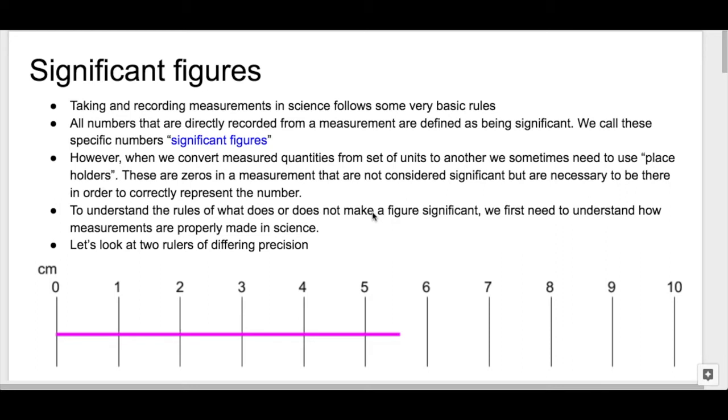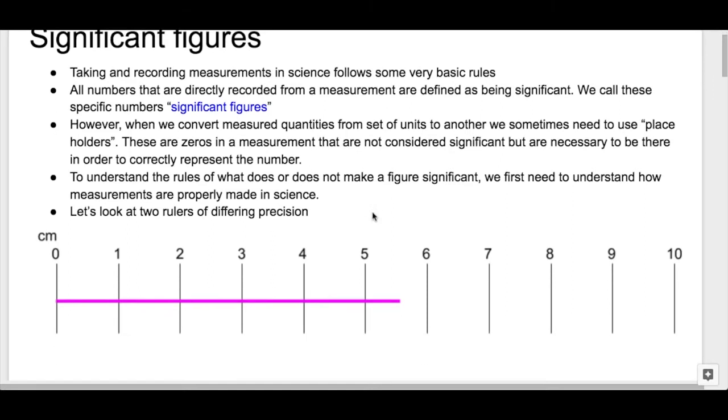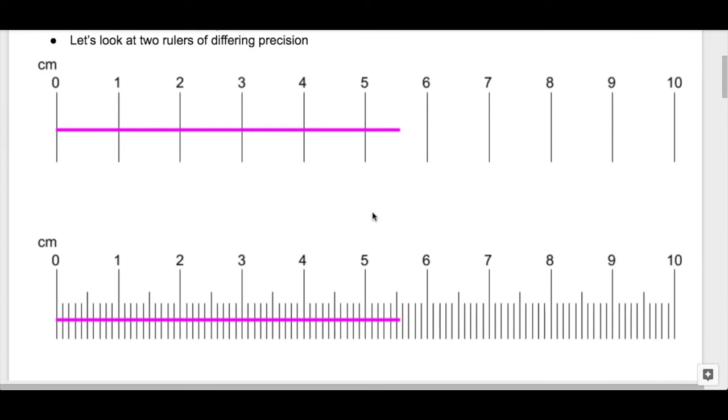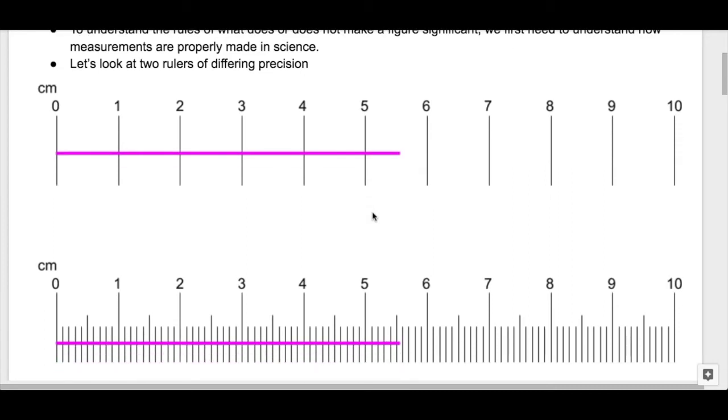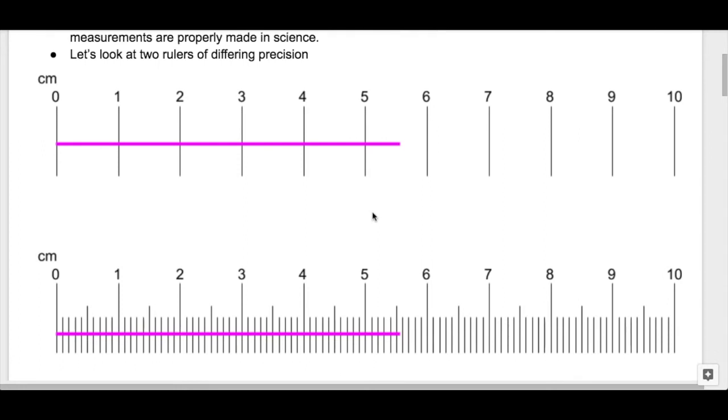figures. However, there are some values that are not significant, and that occurs when we convert from one unit to another. Those things we refer to as placeholders. To understand which figures are significant and which ones are not, we require a little understanding of how measurements are made in the first place. So what we're going to do is take a look at a couple of rulers of varying degrees of precision / quality.